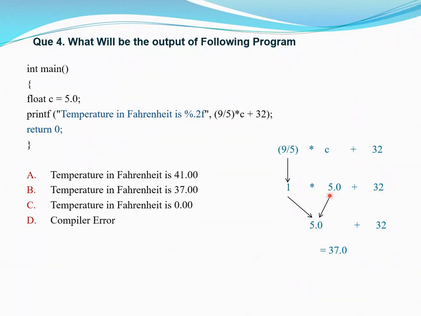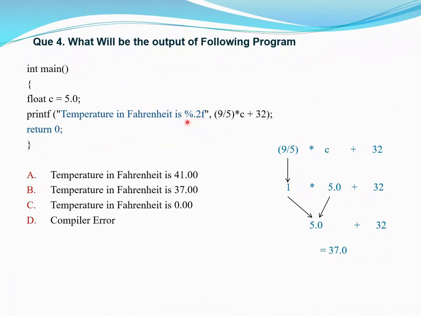So according to mixed mode arithmetic, if one of the operands is an integer and the other operand is real, then the answer will also be a real value. So 1 into 5.0 will be 5.0, and after that 5.0 plus 32. Hence the answer of this complete expression will be equal to 37.0. So this 37.0 will be displayed here with 2 decimal points.